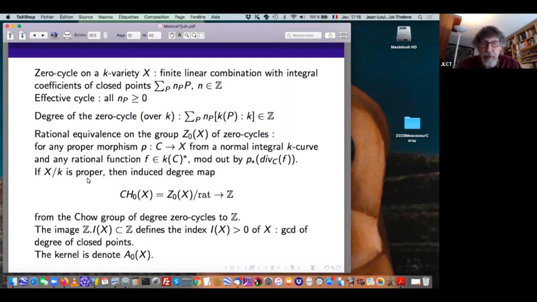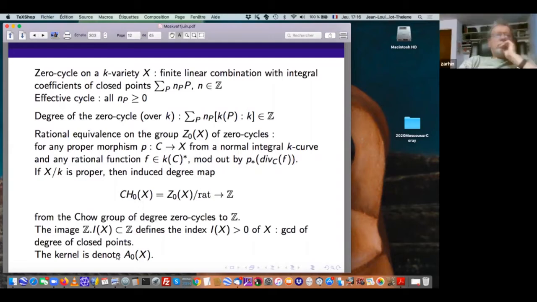If the variety is proper, the degree of the divisor of a rational function on a proper curve is 0. So we have a degree map from Z_0(X) modulo rational equivalence to Z, taking the sum of the degrees. The image of that map is an ideal of Z spanned by the index of X, which is the GCD of the degrees of closed points. And the kernel is denoted, there's a 0 missing, A_0(X).